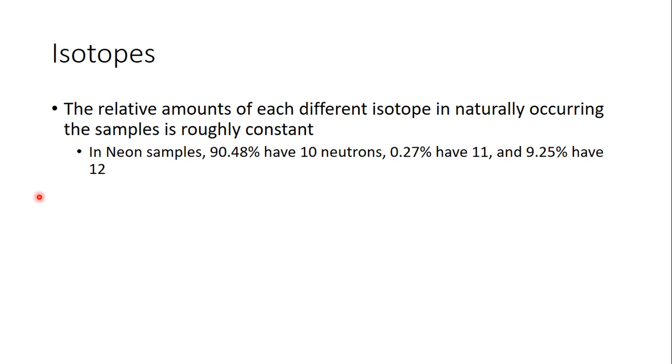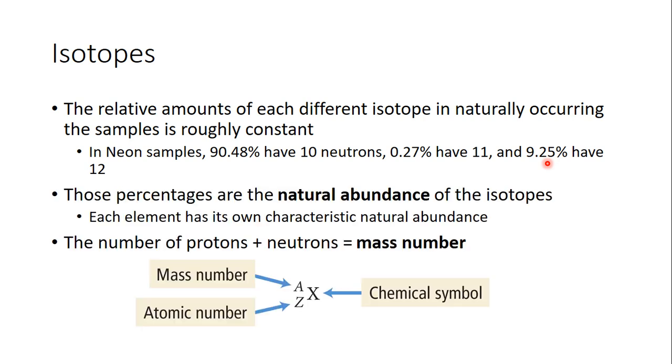And neutron amounts in the wild are more or less consistent. So for example, if you have a sample of neon, 90.48% of your neon will always have 10 neutrons, 0.27% will always have 11 neutrons, and 9.25% will have 12 neutrons. It doesn't matter where you take this sample from, you will always find those ratios, more or less.